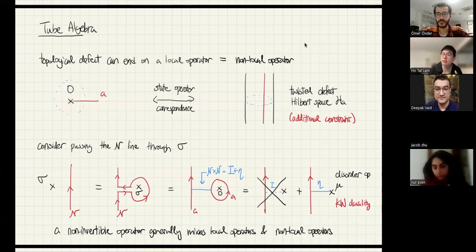So you can do a state operator correspondence. If I do a state operator correspondence, I map the plane again to cylinders. Then what we find is that this O actually becomes a state in what's called a twisted defect Hilbert space. Because when I do time evolutions, I'm doing a radial time evolution, right? So as I do time evolutions, at every time slice I see the presence of this topological defect.